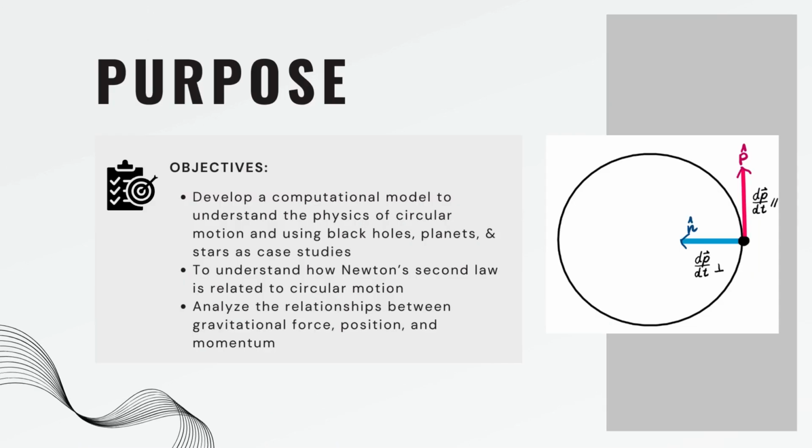The purpose of this lab is to develop a computational model to understand the physics of circular motion, using black holes, planets, and stars as case studies. We will also better understand how Newton's second law is related to circular motion and analyze the relationships between gravitational force, position, and momentum.